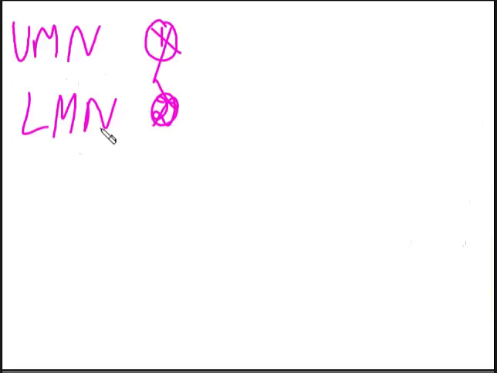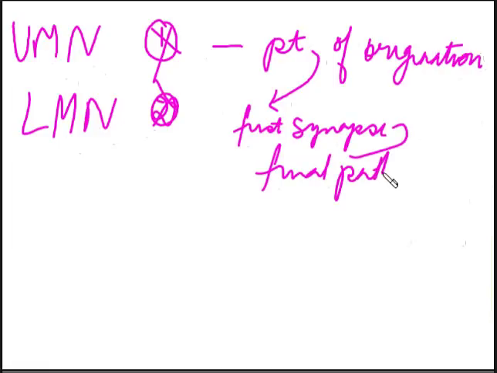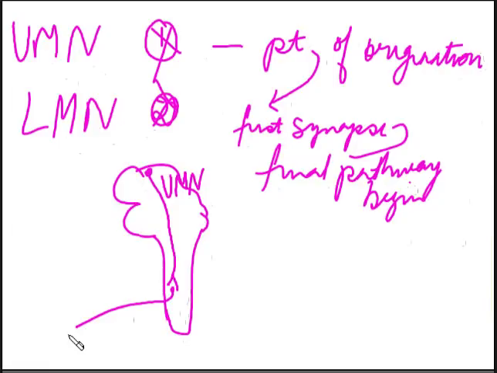When we say upper motor neuron, that means it is the point of origination. When we say lower motor neuron, it means where this fiber from the point of origination synapsed. So the lower motor neuron is where the first synapse occurs and the final pathway begins. Let's say this is the cerebral hemisphere and this part is the spinal cord. If a neuron begins here, comes all the way down and then synapses here, this neuron will be called the upper motor neuron. This one, where it's synapsed, and from here it exits out of the spinal cord, is going to be called the lower motor neuron.